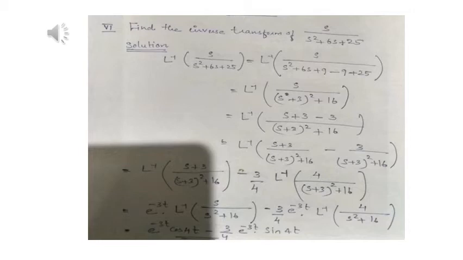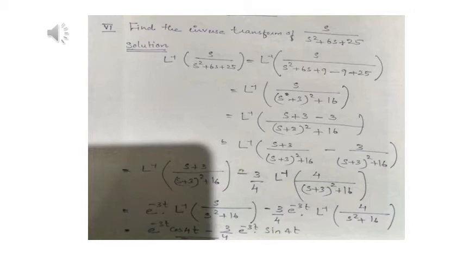So here we have s in the numerator, but what we actually need is s+3. So we can add a 3, then subtract that 3. So L inverse of (s+3) divided by (s+3) the whole square plus 16, minus 3 divided by (s+3) the whole square plus 16.